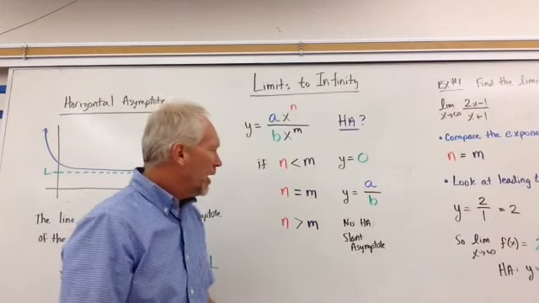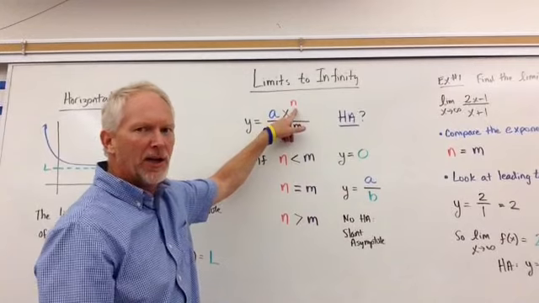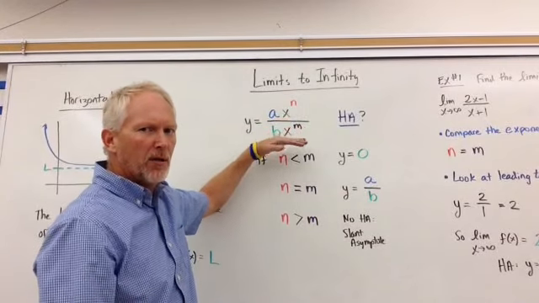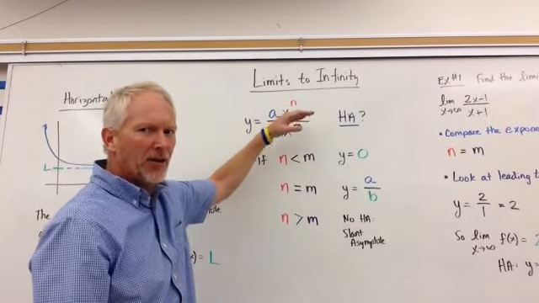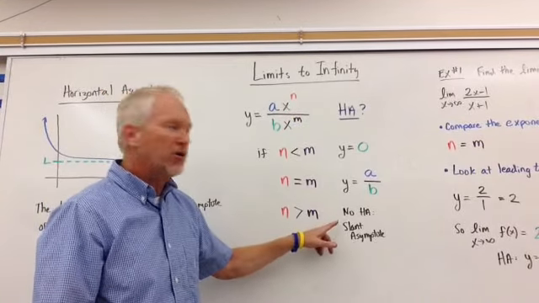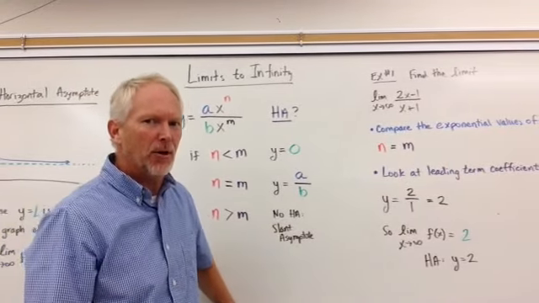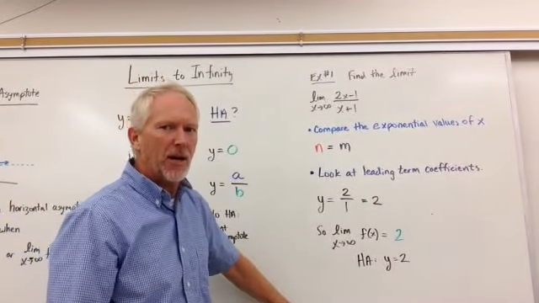All right? If n is greater than m, meaning this power is greater than this one, theoretically we could divide into that, so it would lead us to some long division and so forth. But there's no horizontal asymptote. That would actually give us a slant asymptote. So let's look at an example.